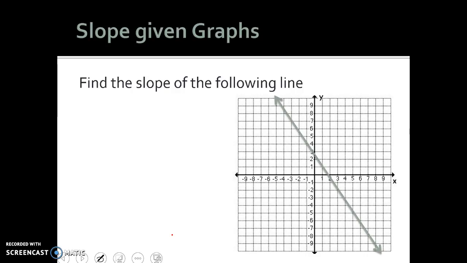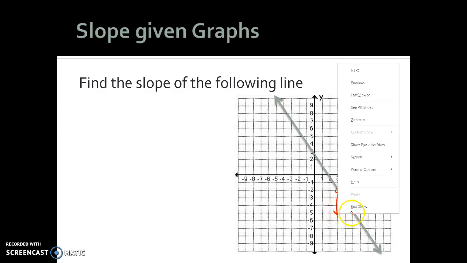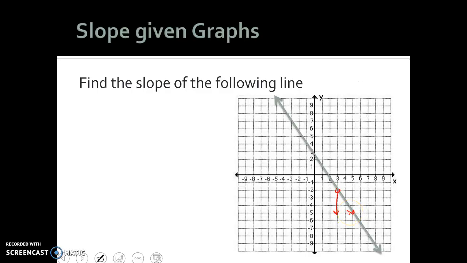And so let's take a look at a line that looks like this. And if we want to find the slope of this line, we could use rise over run. And let's just say I take this point here and compare it with this point here. It looks like to go from one point to the next, I'm going to go down 3 and over 2. So that would mean the slope of this gray line is negative 3 over 2.